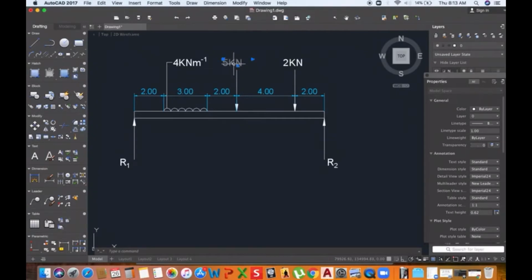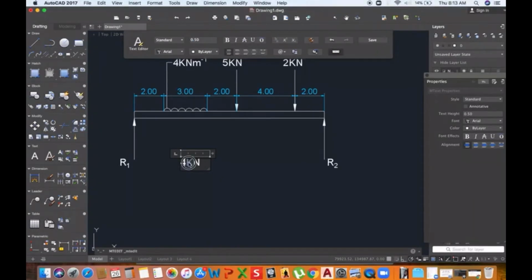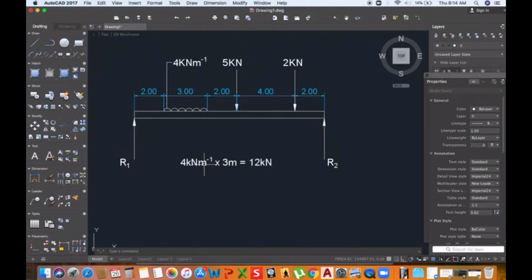Once you have done that, the equation will look like this. So it's 4 kilonewtons per meter, and that is multiplied by 3 meters. And the answer will be 12 kilonewtons. The meters will cancel because this is a meter to the power of -1 and this is a meter. So it will cancel. So the units will be 12 kilonewtons.